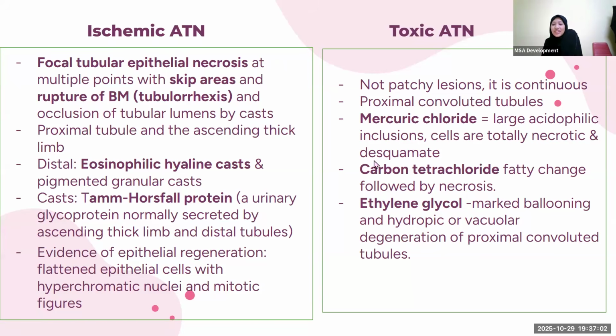Carbon tetrachloride will cause fatty changes followed by necrosis. So carbon tetrachloride is fatty. Mercuric is acidophilic inclusion. The last thing is ethylene glycol. What I used to remember it was that it kind of sounds like liquid, like the alcohol. So it would cause ballooning and fluid overload, kind of. That's what I used to memorize it as. So that would cause degeneration again of the tubules. I hope that's clear. These are examples of toxins and what they can do to the tubules in terms of damage.